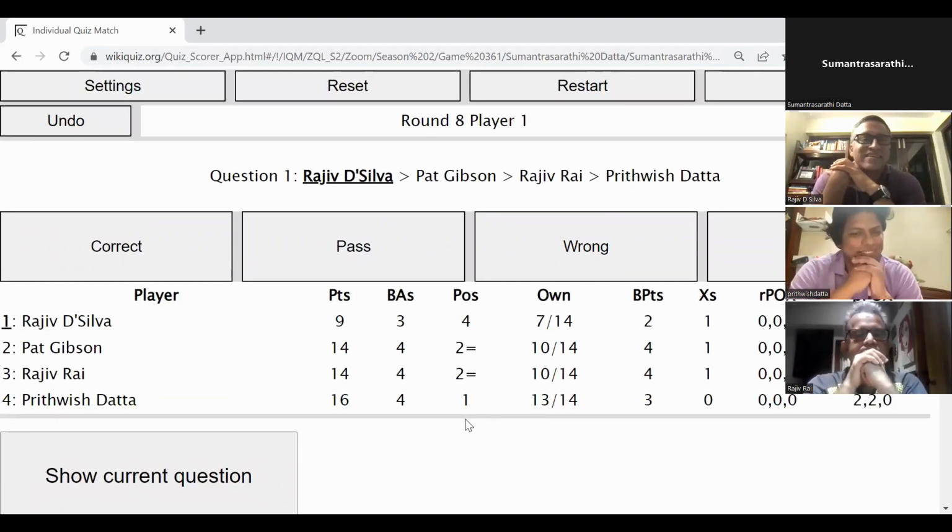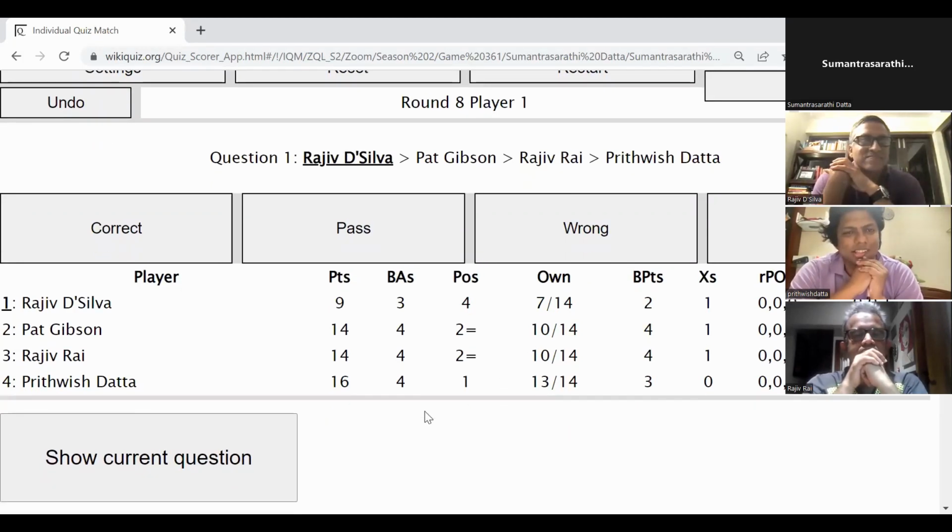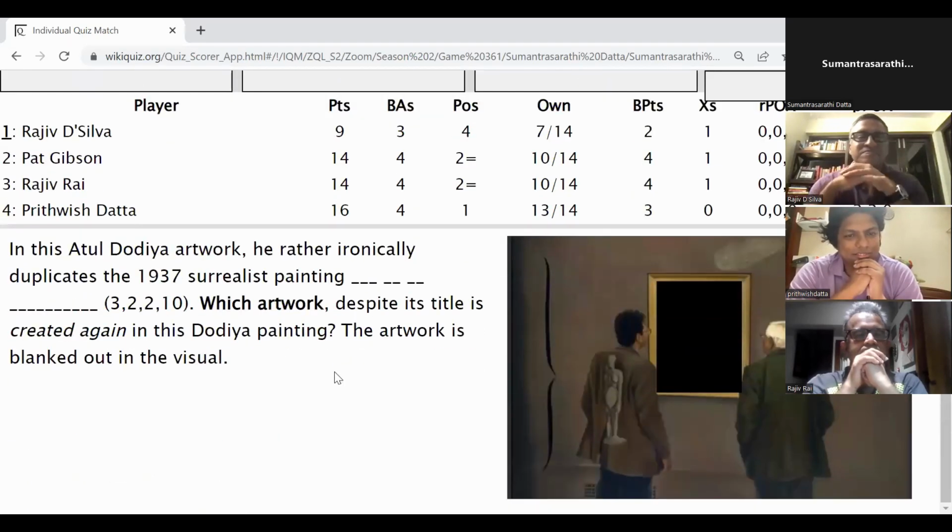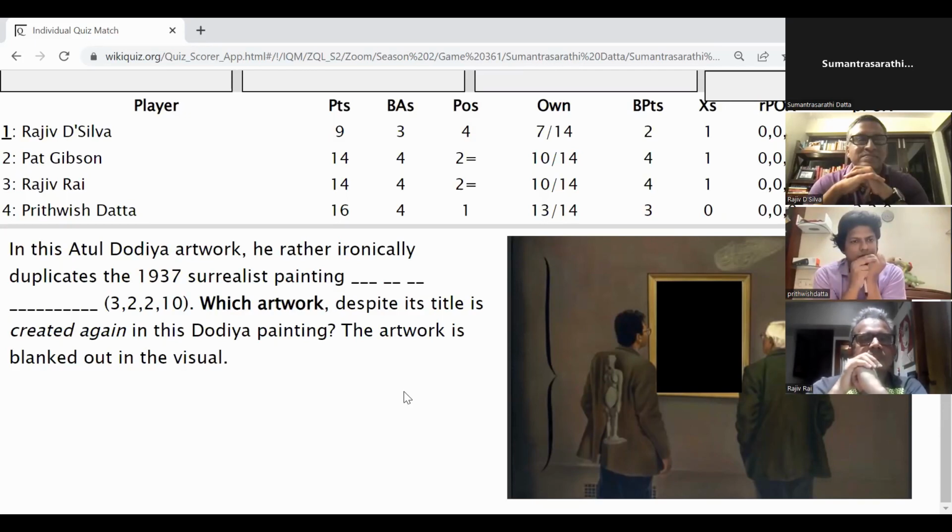That's direct there. And moving on to the last round, we have Rajiv De Silva on 9, Pat Gibson, Rajiv Rai both on 14, and Prithwish on 16. Rajiv De Silva, your last two directs. In this Abdul Lodhia artwork, he rather ironically duplicates the 1937 surrealist painting blank, blank, blank, blank, forwards, which are 3, 2, 2, and 10. Which artwork, despite its title, is created again in this Lodhia painting? The artwork is blanked out in the visual.